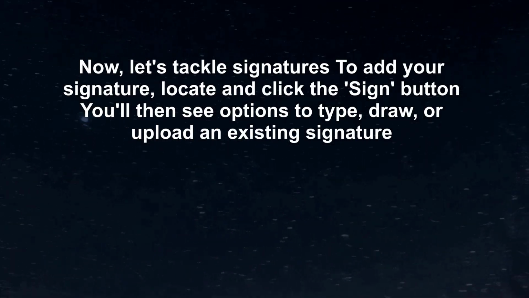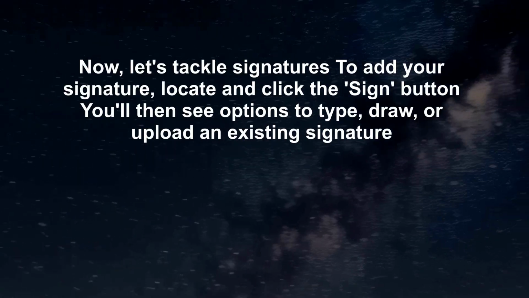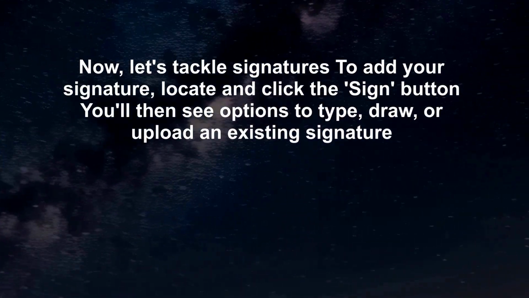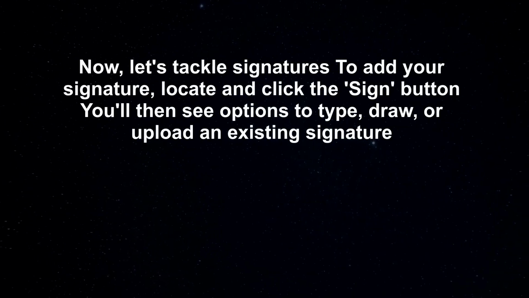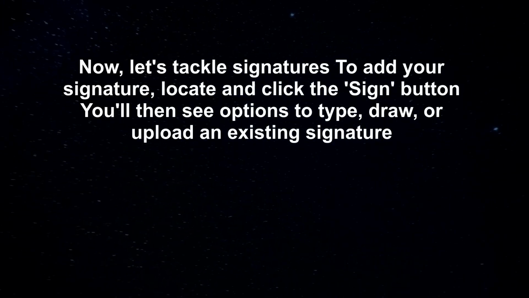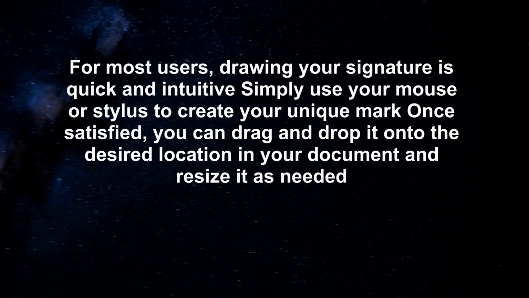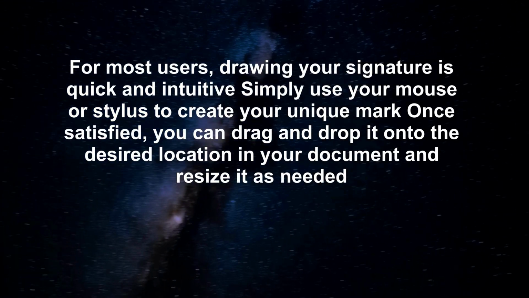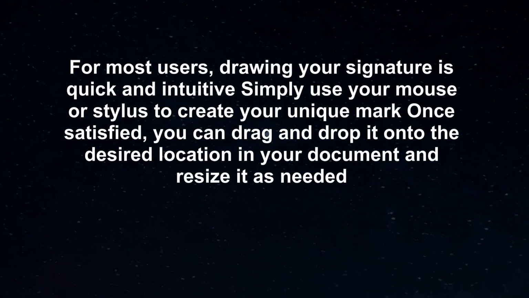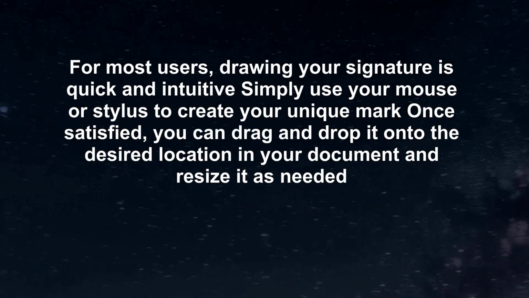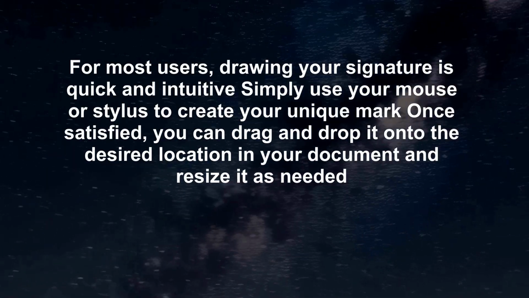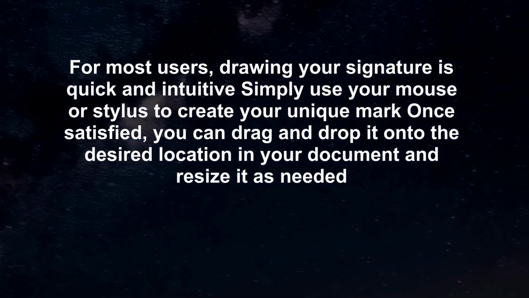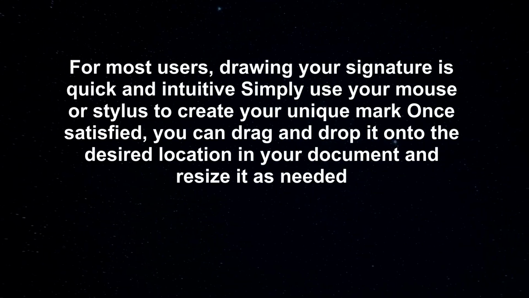Now let's tackle signatures. To add your signature, locate and click the Sign button. You'll then see options to type, draw, or upload an existing signature. For most users, drawing your signature is quick and intuitive. Simply use your mouse or stylus to create your unique mark. Once satisfied, you can drag and drop it onto the desired location in your document and resize it as needed.